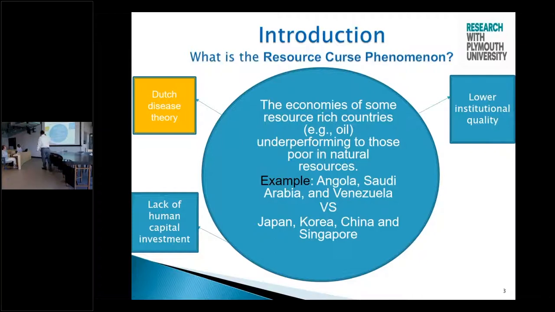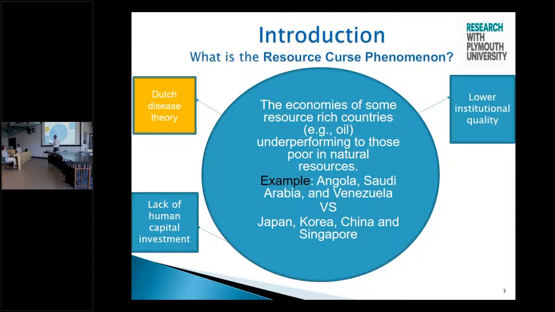The literature has defined the resource curse phenomenon as the economies of some resource rich countries underperforming relative to those poor in natural resources. In other words, some countries rich in natural resources have lower economic growth or GDP per capita compared to countries that have fewer natural resources. A great example: Angola, Saudi Arabia, Venezuela, and Nigeria are rich in oil or diamond and so on, yet have lower economic growth and GDP per capita when compared to countries that have less oil, for example Japan, Korea, China, and Singapore.